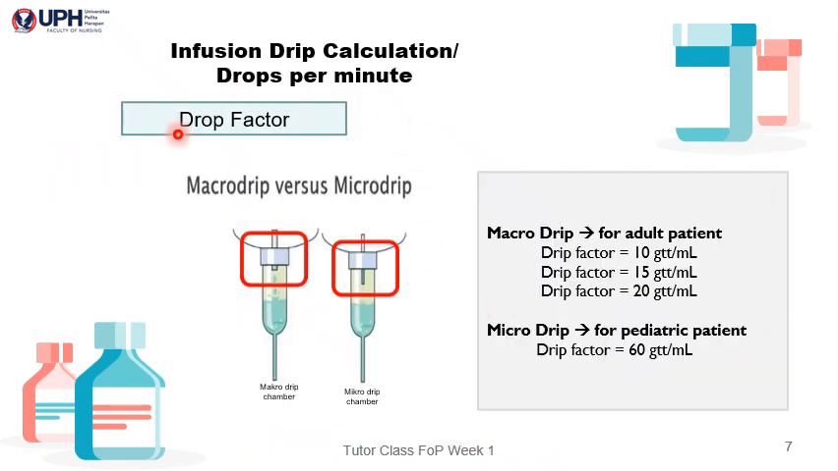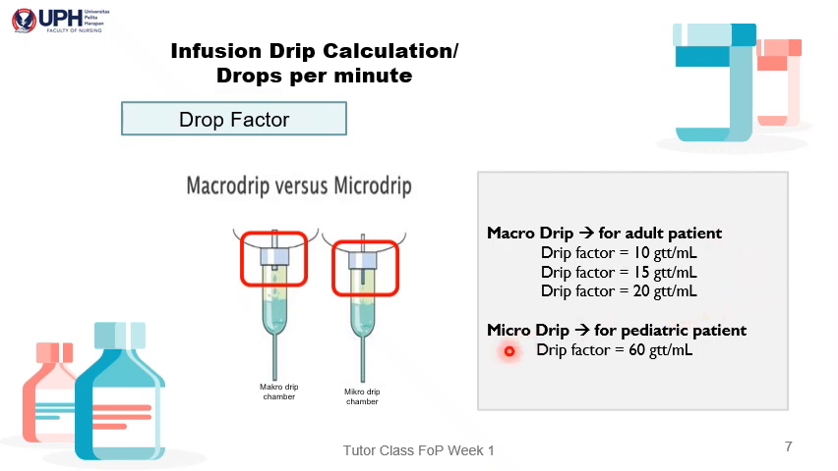Next, we go for the drop factor. We have what we call macro drip and what we call micro drip. The macro is the bigger one, with a bigger chamber and bigger drip, and micro is the little one, like a thread needle, and is smaller. Macro drip is usually used for adult patients. It can be 10 drops a milliliter, or 15 drops a milliliter, or even 20 drops a milliliter. You just have to read the measurement.